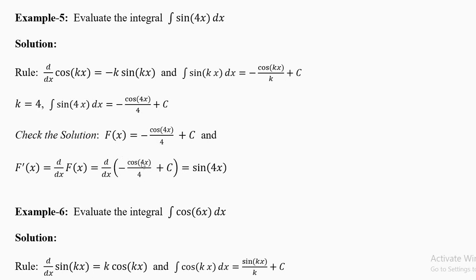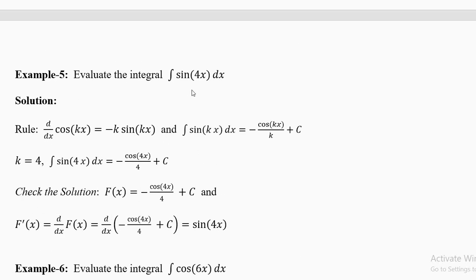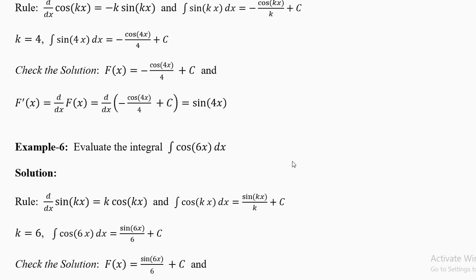Now the derivative of cosine is minus sine. Minus into minus is plus. This 4 will get cancelled because when you differentiate cos 4x, you will get minus sine 4x into 4. That 4 and this 4 will get cancelled. You will get sine 4x. So you should get back whatever you have here on differentiation.